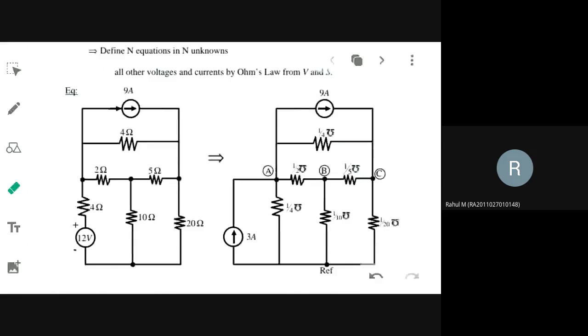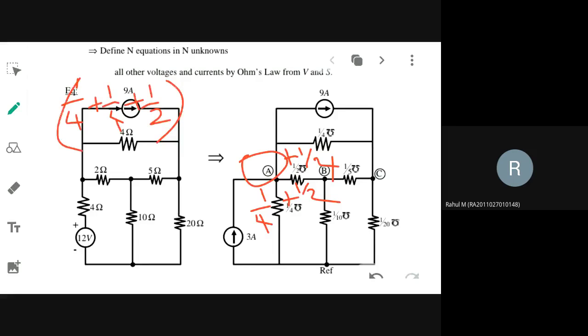All the resistances that are connected to this node. So 1 by 4 plus 1 by 2 plus 1 by 4. 3 resistances are connected, no? 1 by 4 plus 1 by 4 plus 1 by 2. That is your R11. Then what about R12?